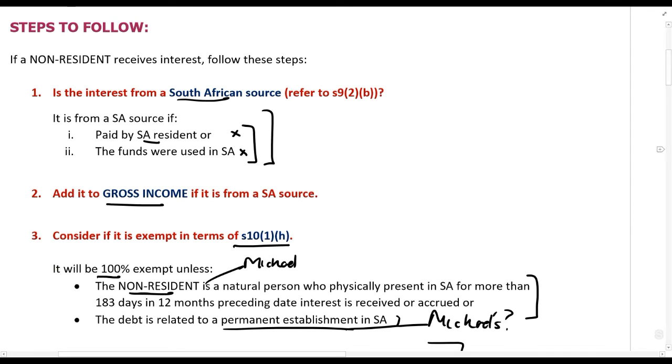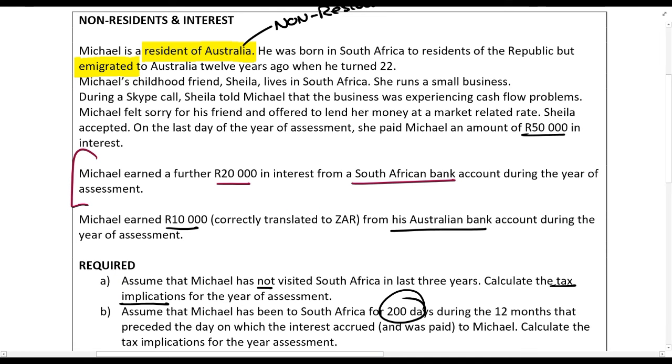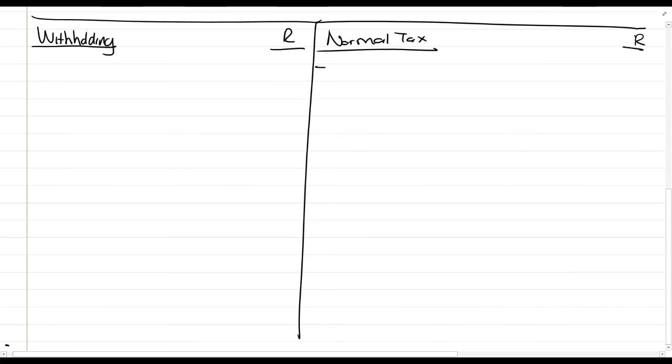So, is it from a South African source? Our first question again. So we start with Sheila, that 50,000 rands. Is it from a South African source? Yes, paid by a South African resident. So that doesn't change. Interest, Sheila, an SA source.